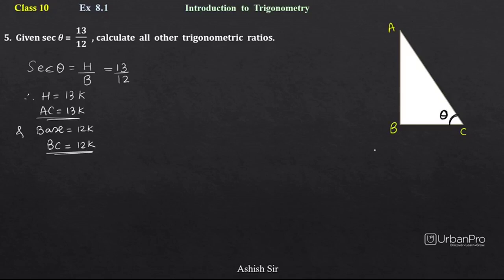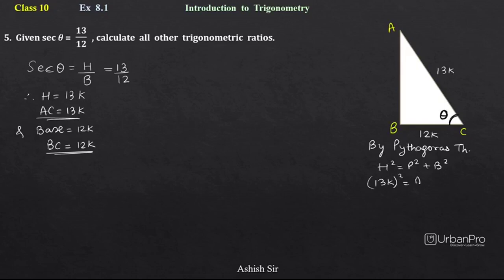Now before finding other ratios, we have to find out the remaining side. We mark it up here, BC as 12k, AC as 13k. The required side is AB. So that we can find out by Pythagoras theorem. We know that in Pythagoras theorem, h square equals p square plus b square. Now hypotenuse is 13k square. Perpendicular is AB, that we don't know, and base is 12k.